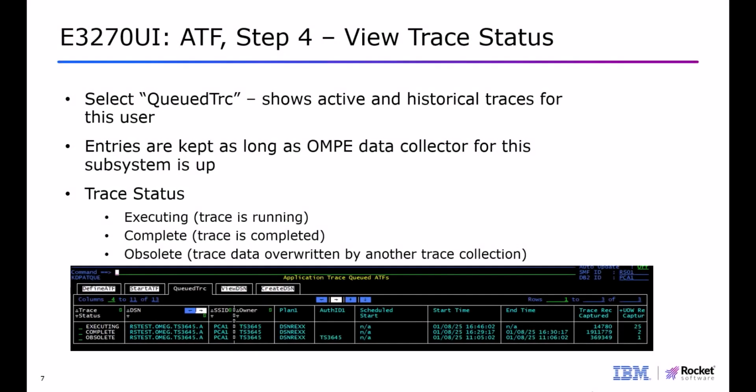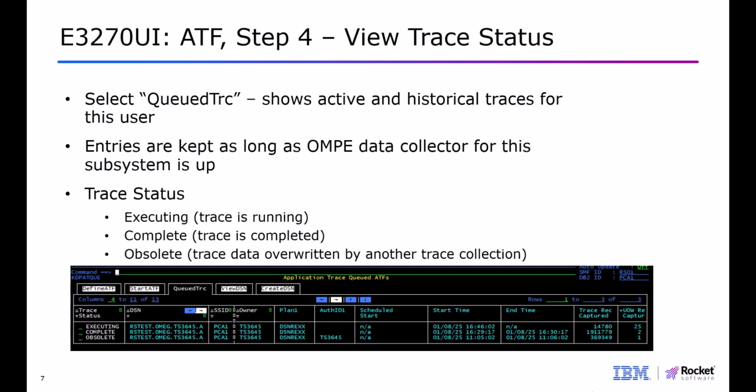Okay, so once you've initiated your trace, you can then switch over to the Trace Queue tab, and then you can view the status of your trace activity. So you'll see here in the screenshot, I clicked on the Trace Queue tab, and what that'll do is show me what sort of trace activity has been going on, and this will be kept in this display for as long as your data collector on this particular subsystem has been up.